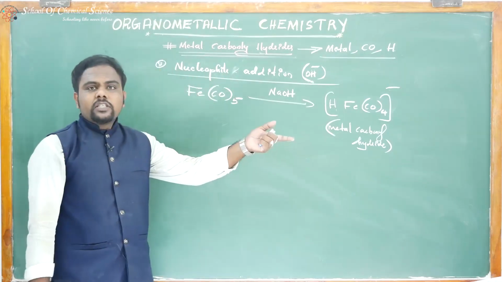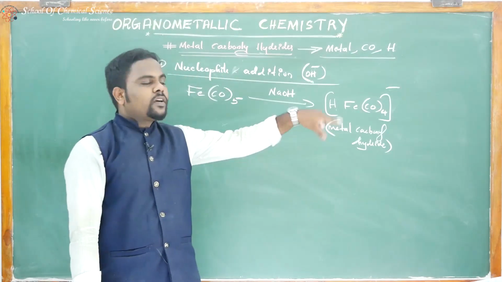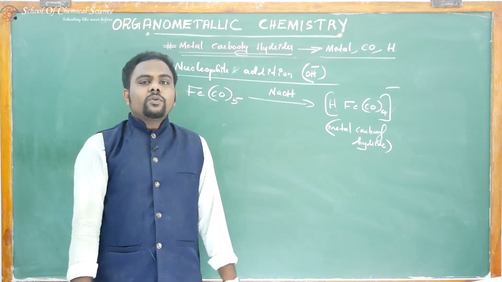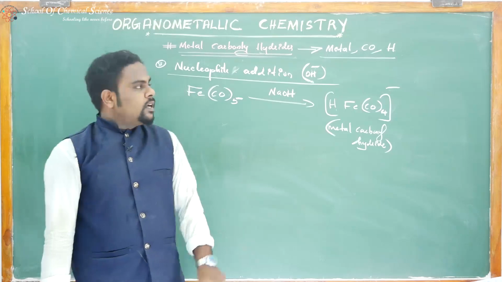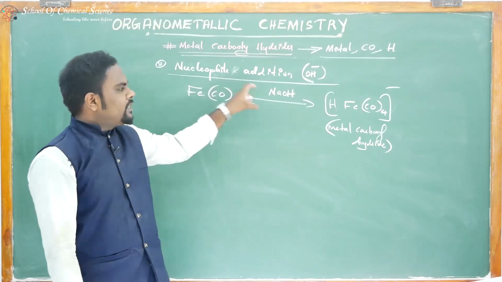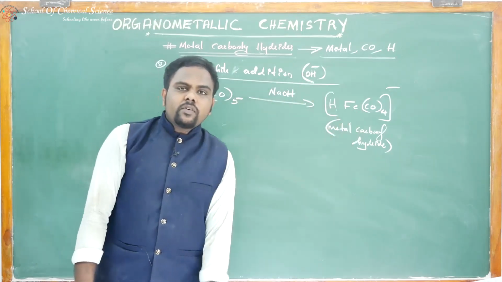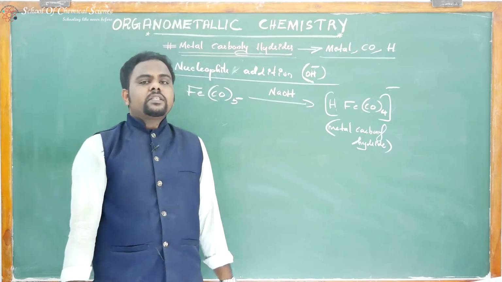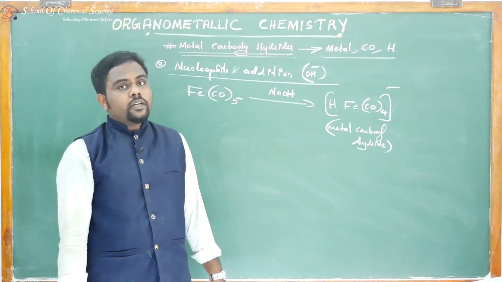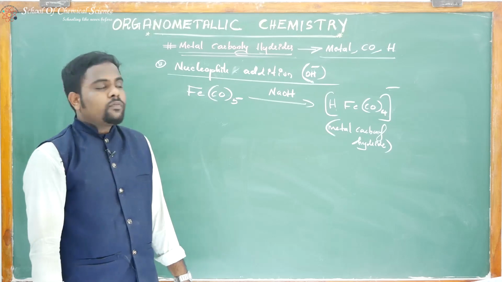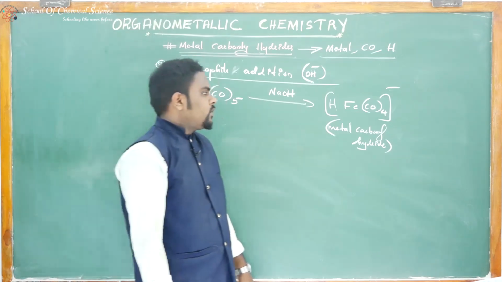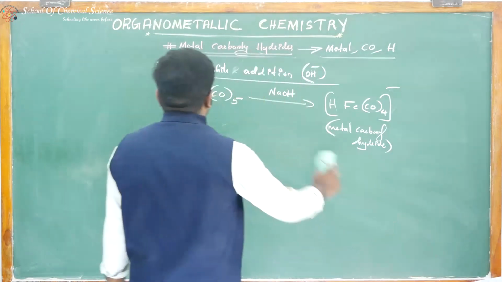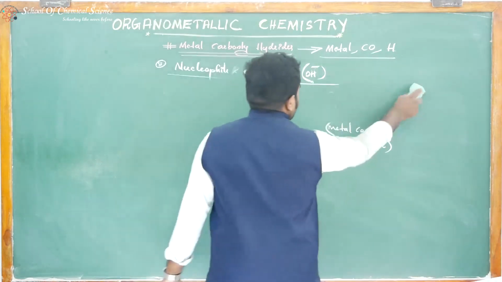If excess NaOH is used, what happens? This will be converted into Collman's reagent, Fe(CO)4 2 negative. Mechanism also we discussed. First step, iron pentacarbonyl with a nucleophile gives HFe(CO)4 negative. Further, if you are using excess NaOH, it will be converted into a carbonylate ion, for example, Collman's reagent, Fe(CO)4 2 negative. Okay.